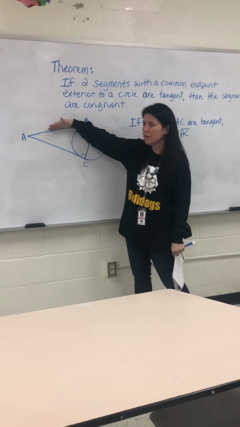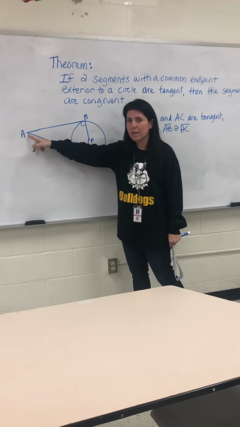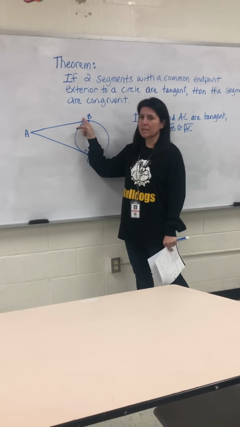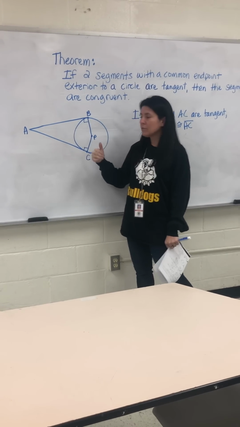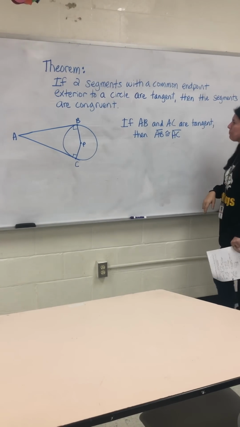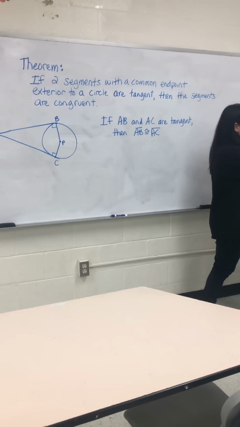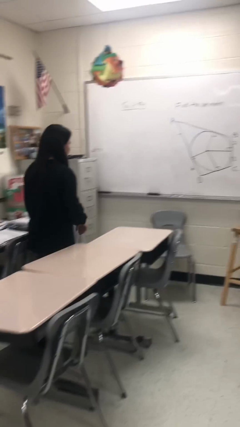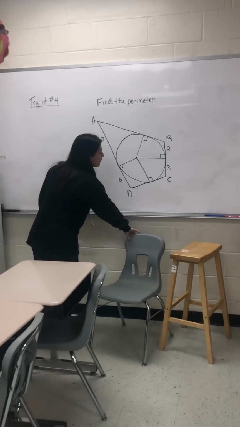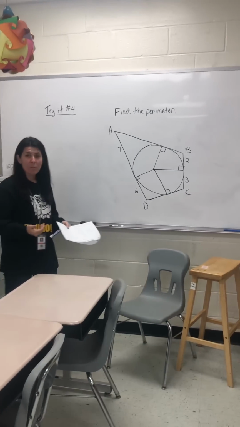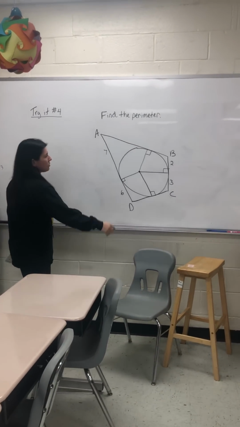So both of these are tangent, they're meeting somewhere outside the circle. That means that this length and this length are the same. So we have to know that they're tangent in order to know that they're the same. And this is basically saying what I just said. Let's look at it, try it 4. This one's a little bit more of a complicated picture, but it is applying what I just talked about.